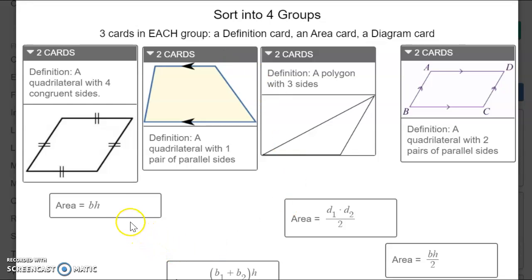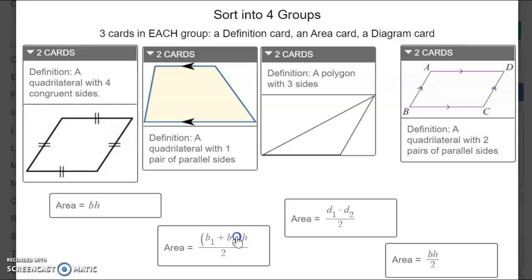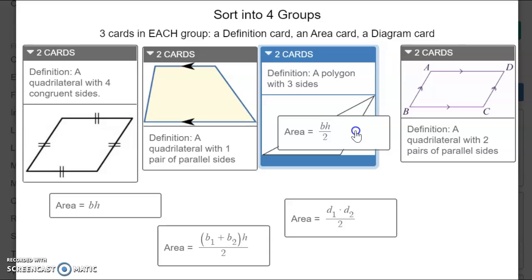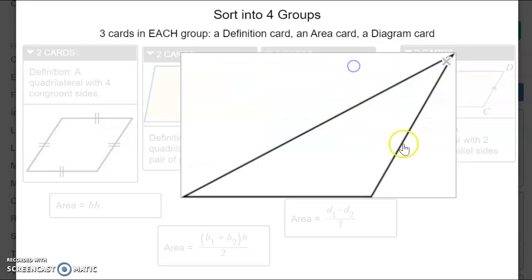Now, area is base times height. Area is D1 times D2 divided by 2. Area is B1 plus B2 times H divided by 2, and area is B times H divided by 2. Which is the triangle? It's the base times height divided by 2. So that's going to be the triangle.